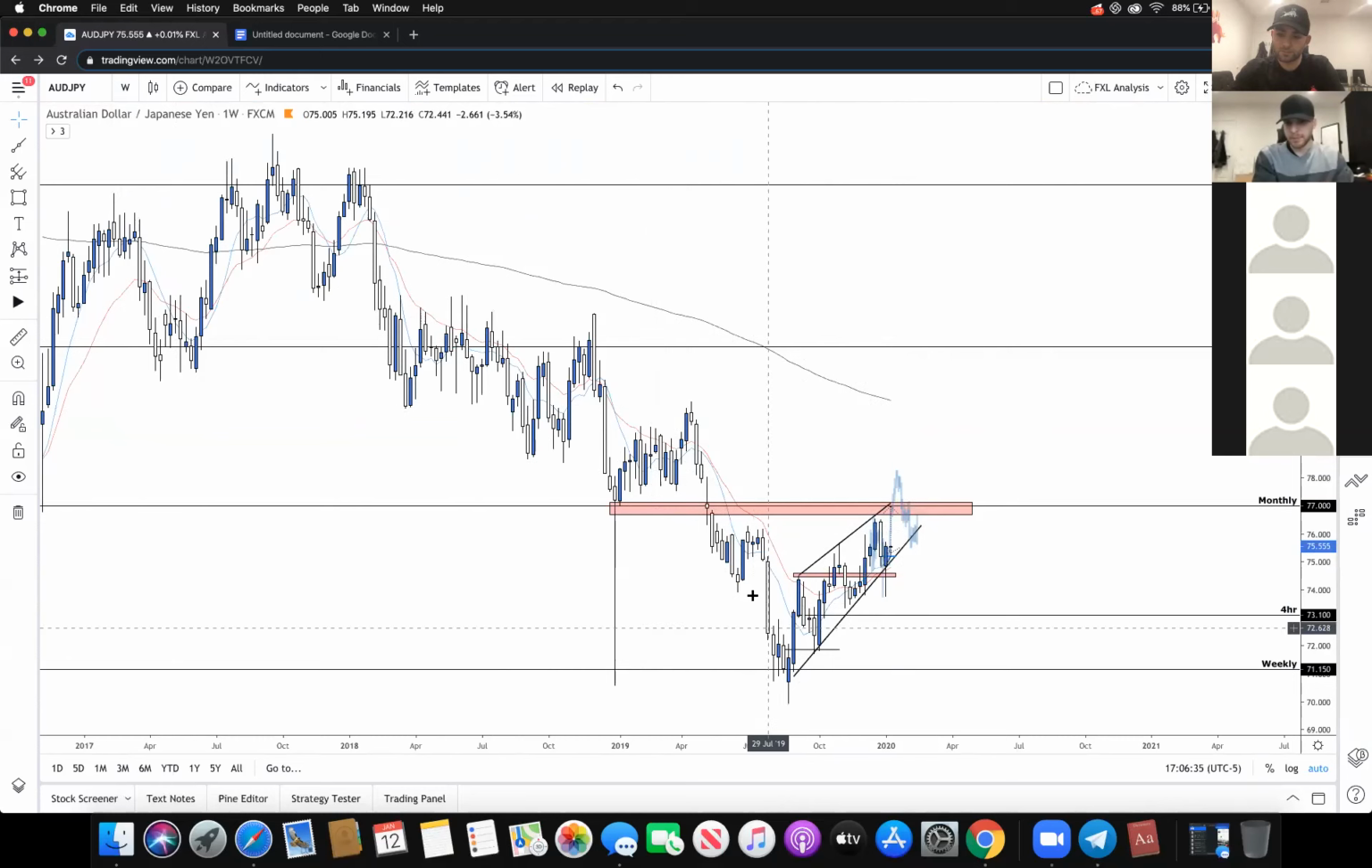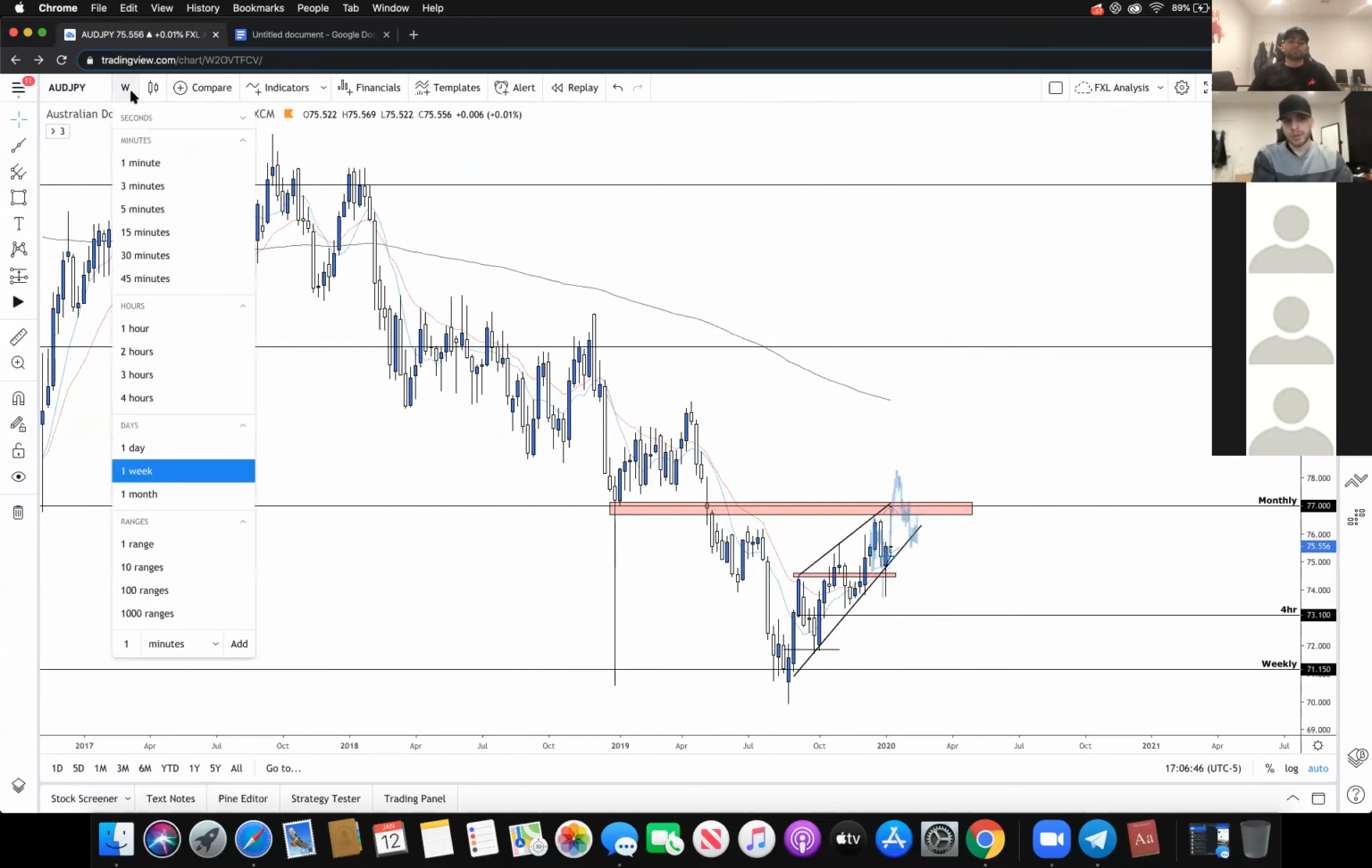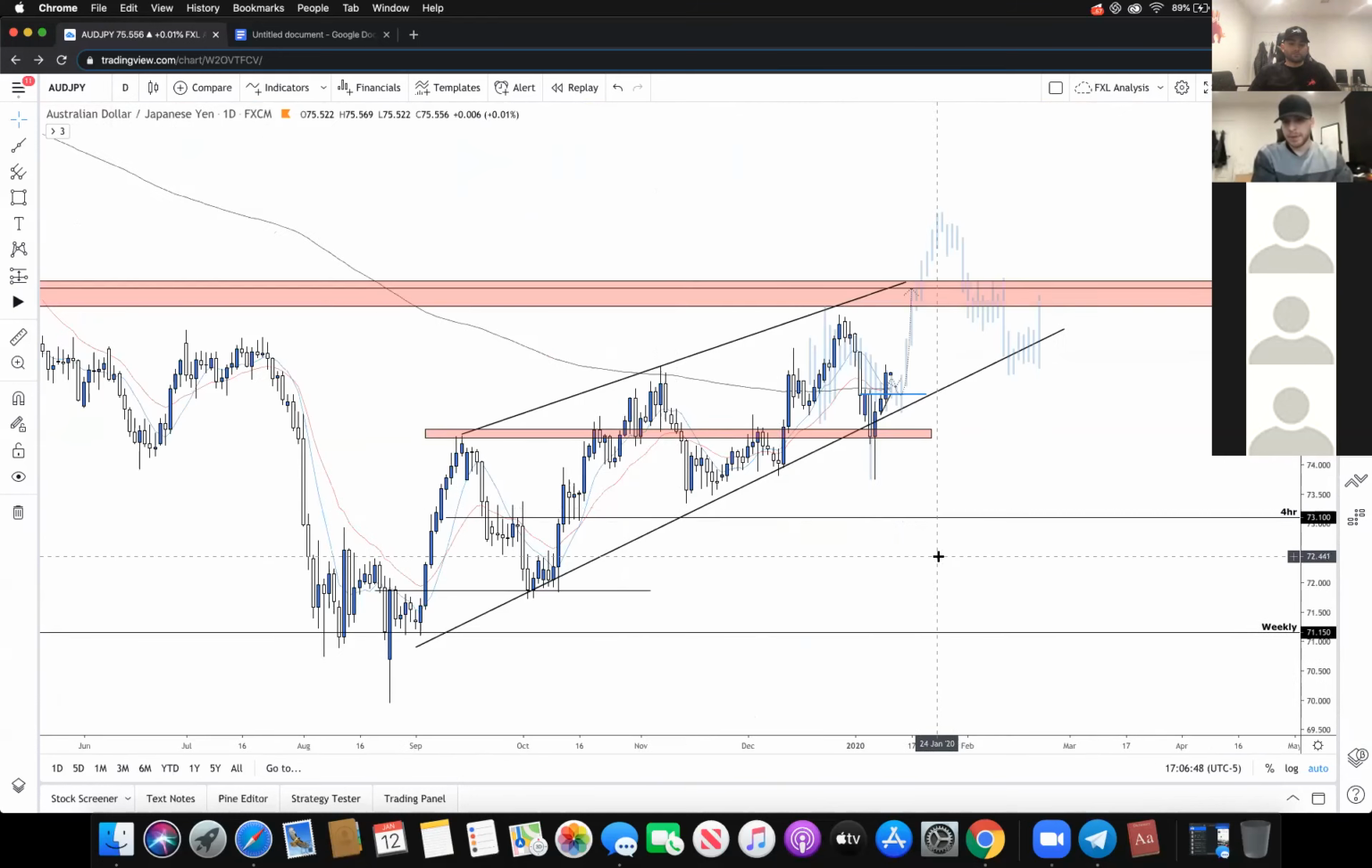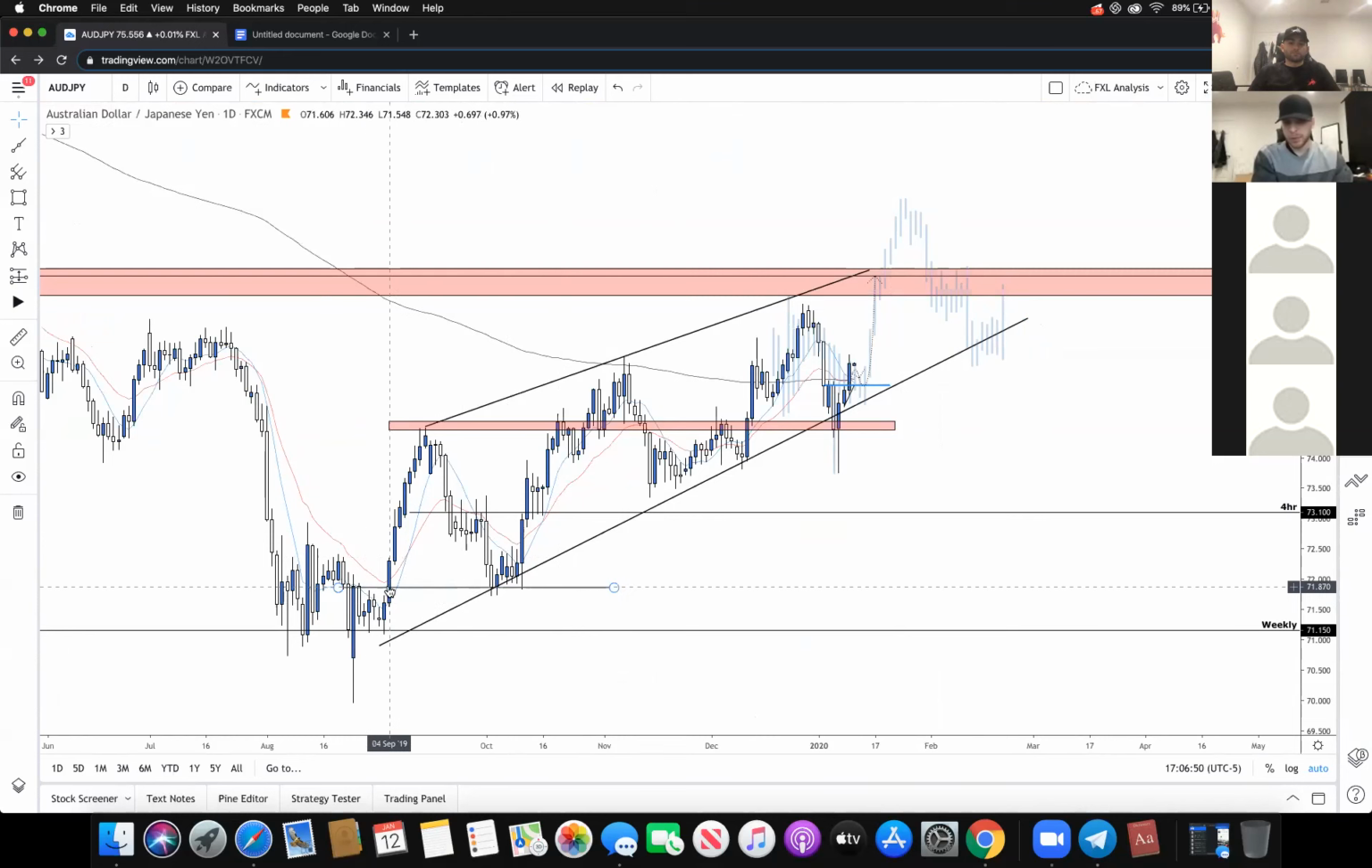It was broken. And now we're looking to test it again before price action decides where it's going to go, whether it's going to break out and continue higher, or it's going to reverse off this level and continue the overall trend. This is the weekly. Let's drop down to the daily. So here's this daily trend, very bullish since September. You know, higher highs, higher lows, pretty textbook trend, pretty strong channel.